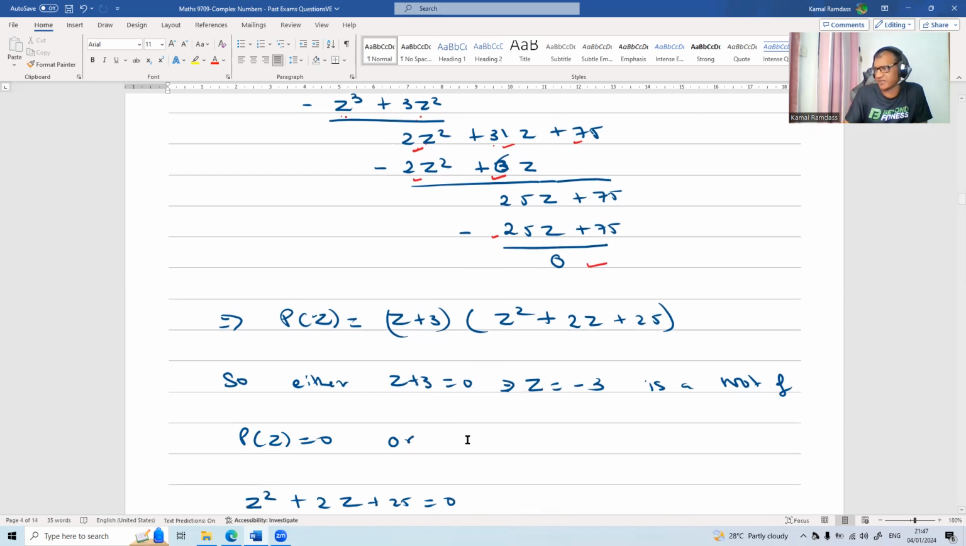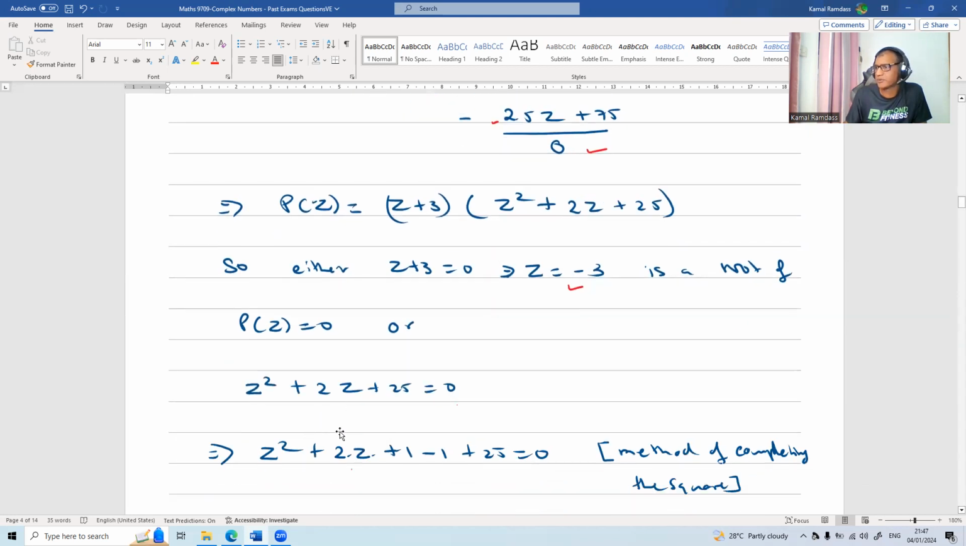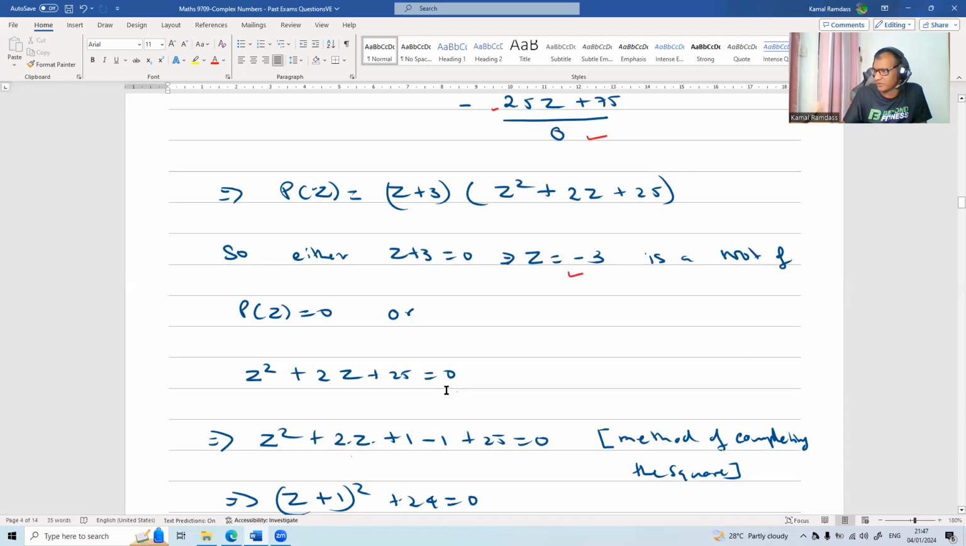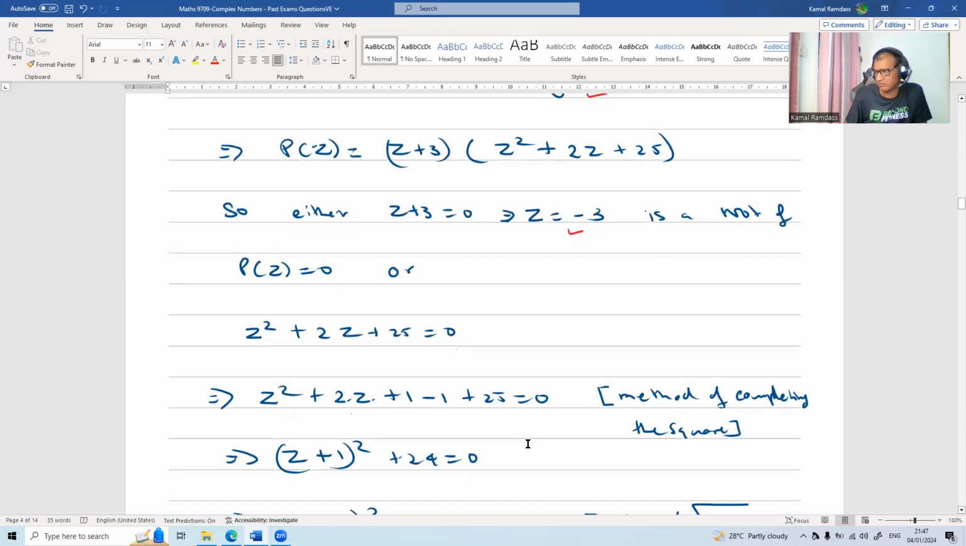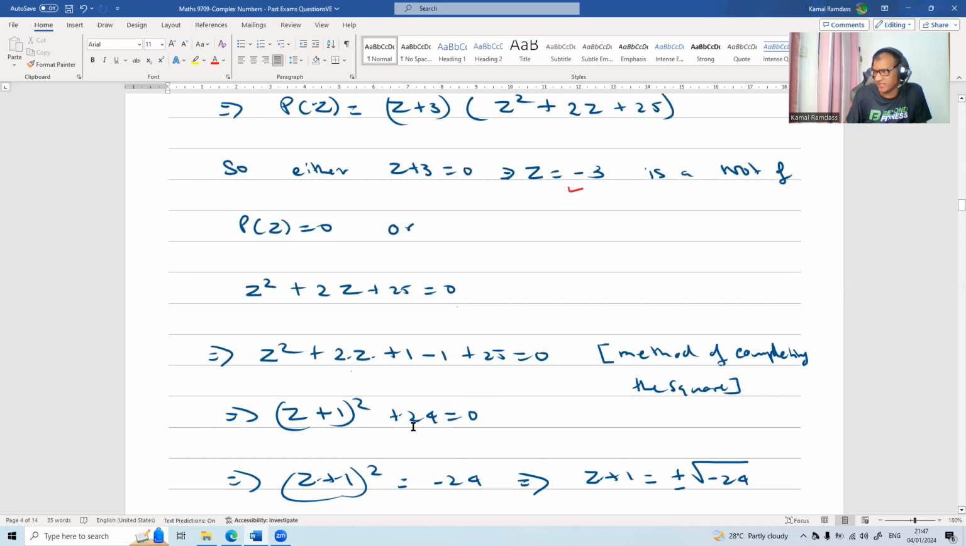So either z plus 3 is equal to 0, z is equal to minus 3 is the root of P(z) equal to 0, or z squared plus 2z plus 25 is equal to 0. We can use the quadratic formula. But I prefer completing the square. It is also easy. That means we complete the square on z squared plus 2z. We make z squared plus 2z plus 1. That's a perfect square. Because plus 1, we subtract 1, so it becomes 0. Plus 24 is equal to 0.